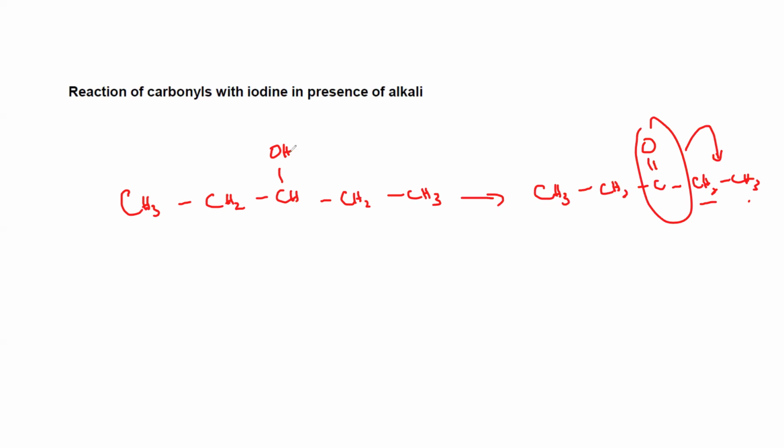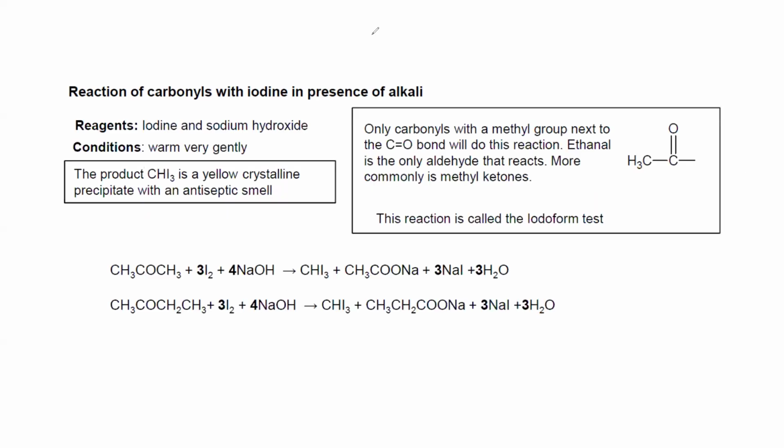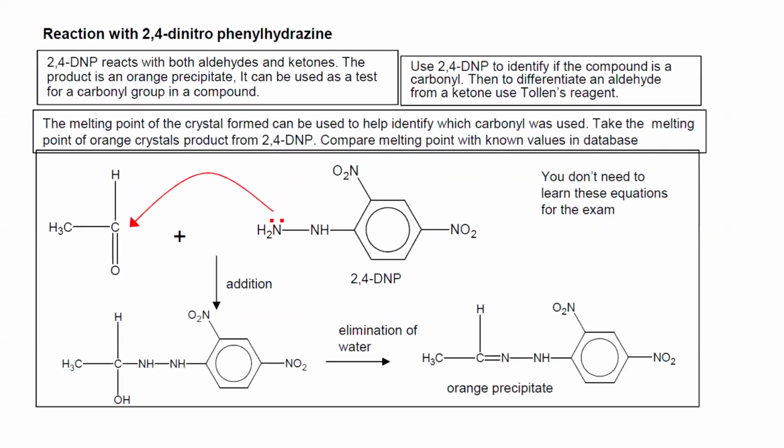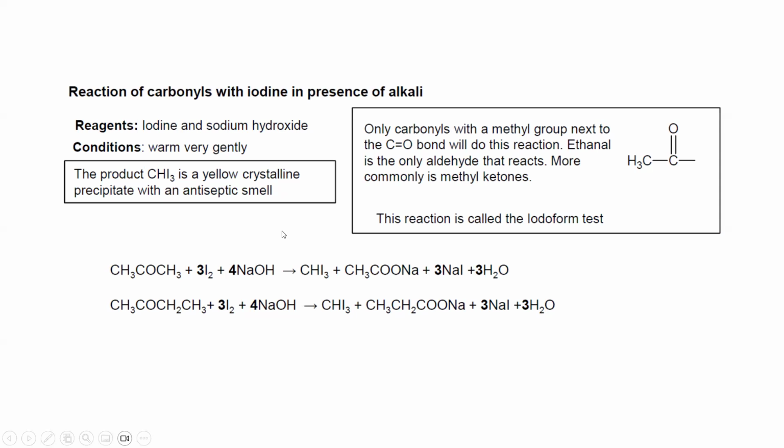So the triiodomethane reaction is also known as the iodoform test, which is used to find a methyl group next to a carbonyl. Is it clear, this one? So you don't have to learn the equation for this, but you have to identify whether the result will be positive or negative.